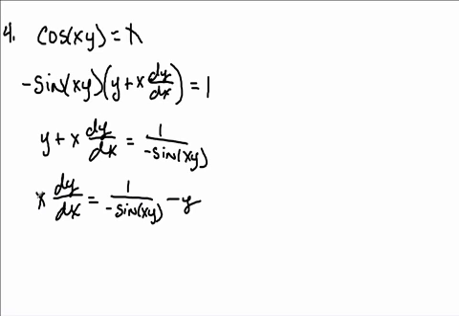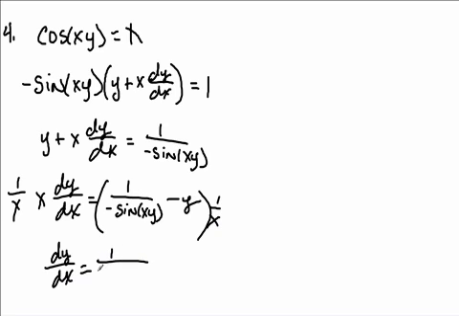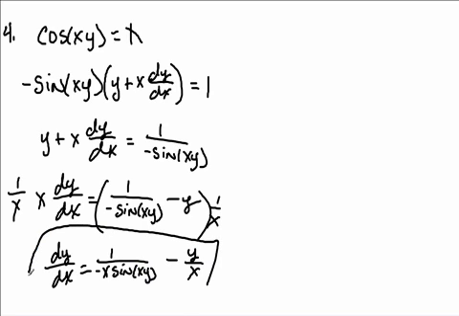And normally I know everybody would just divide by the x and be done. But that's going to create a messy fraction over here. So what I'm actually going to do is multiply both sides by 1 over x. And that'll make our lives just a little bit neater. And that gives me the final answer. Now I'm going to just distribute 1 over x to each term. So that gives me 1 over negative x sine of xy minus y over x. And that's my final answer.